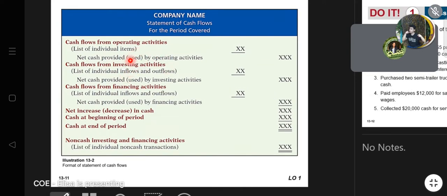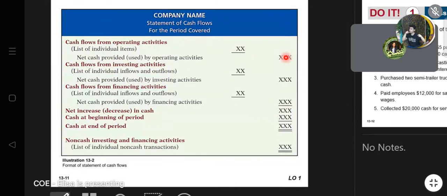So, as we can see, there are parentheses because the result of this may be positive or negative. And then this one here, net cash provided or used by investing activities. And then the third one, cash flows from financing activities, net cash provided or used by financing activities. So that is our format.